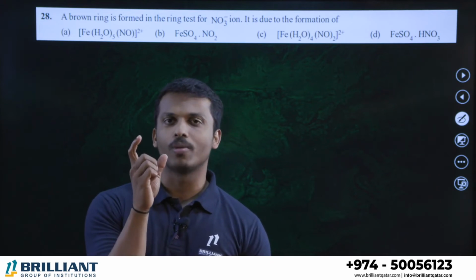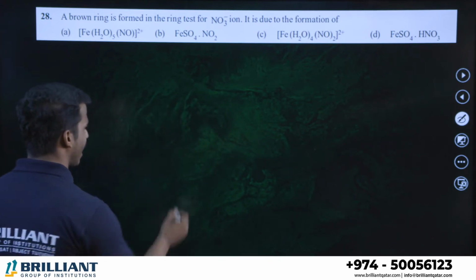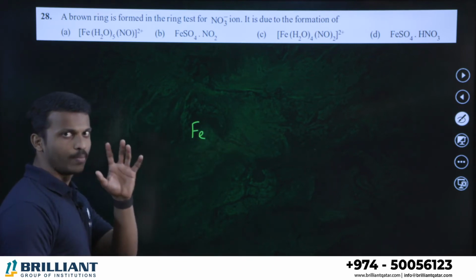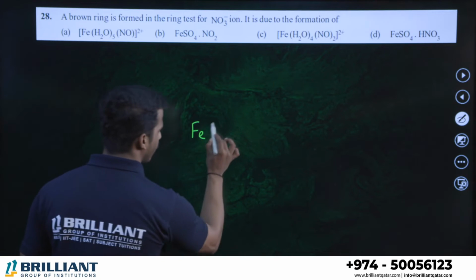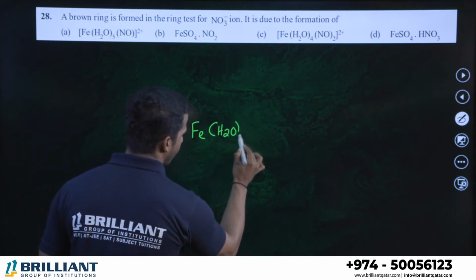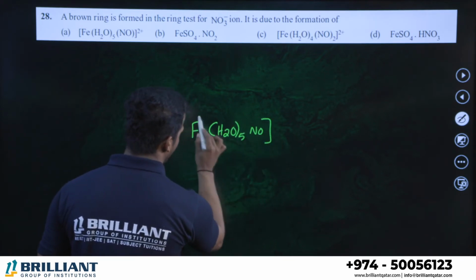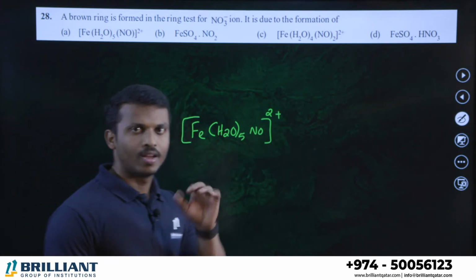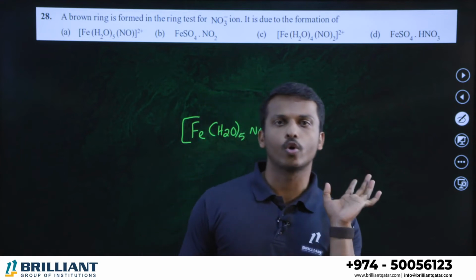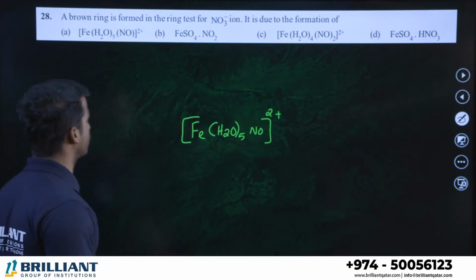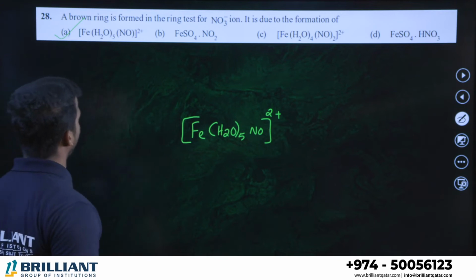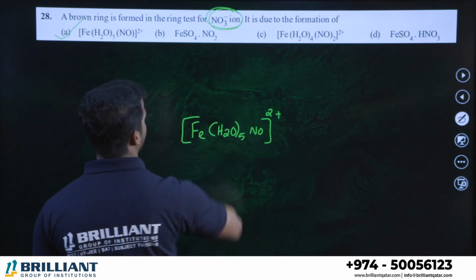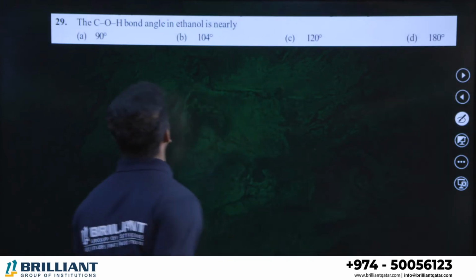What is the chemical formula of that brown ring? Study that the brown ring compound contains 1 Fe ion, 5 water, 1 nitrogen monoxide, nitrosyl, with a charge of 2+. This is the compound: 1 Fe, 5 water, 1 NO group with a 2+ charge for the overall complex. Your answer is which one? Option A. It is a detection of which ion? Nitrate ion, right? The brown ring we are using for the detection of nitrate ion. Chapter P block.